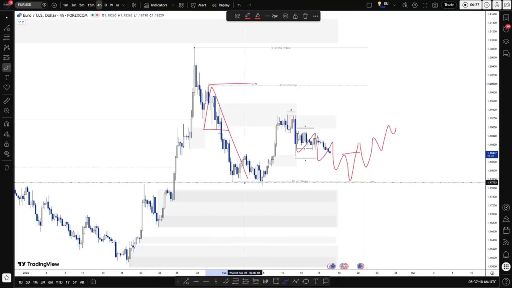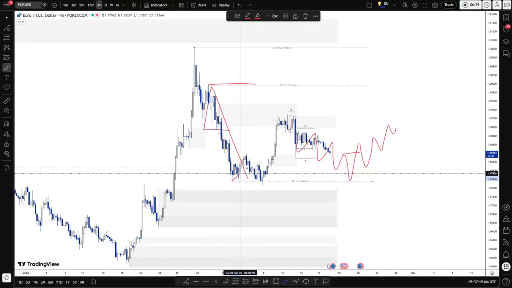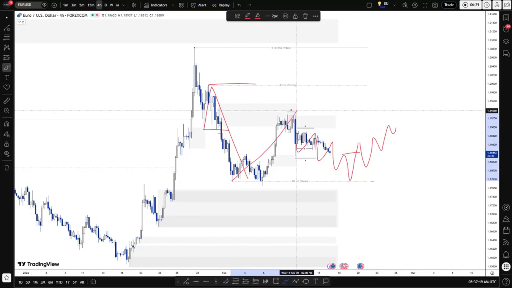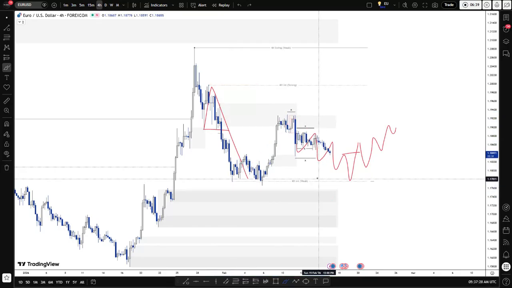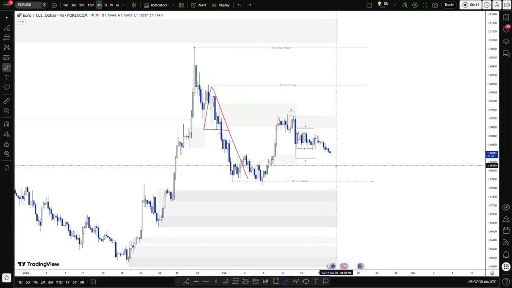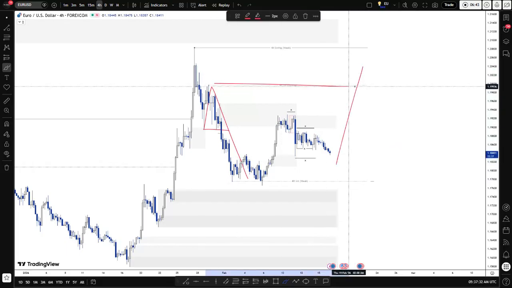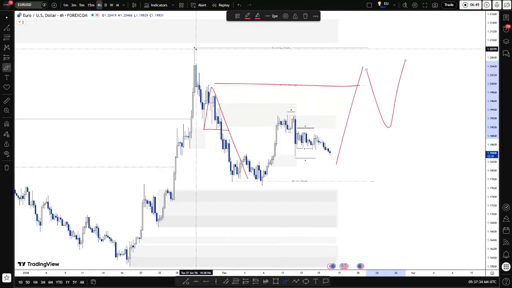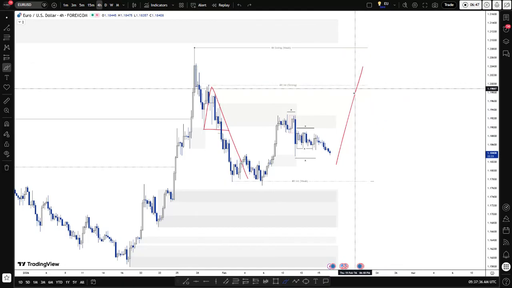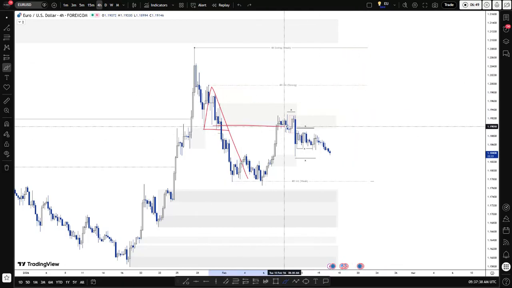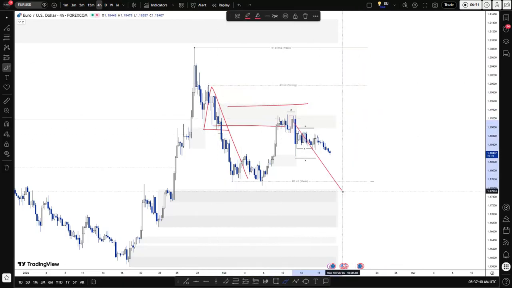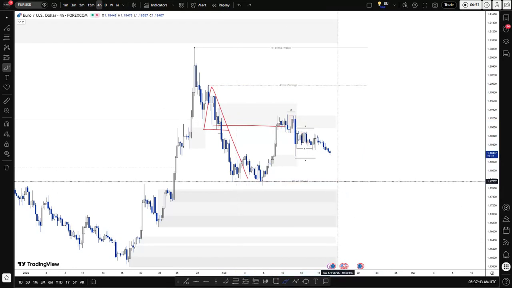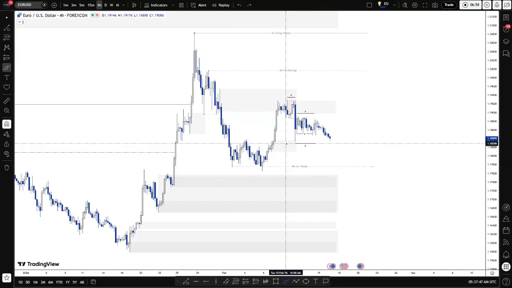But overall, this is just a pullback, and after the pullback, the next move we are expecting is price to target the weak internal low, or maybe the internal to shift bullish, so price could target the weak swing high. So after the mitigation of the supply, now I'm expecting price to target the weak internal low, sorry. So that's all I'm expecting for the 4-hour time frame.